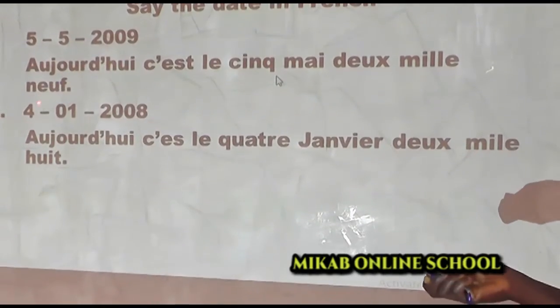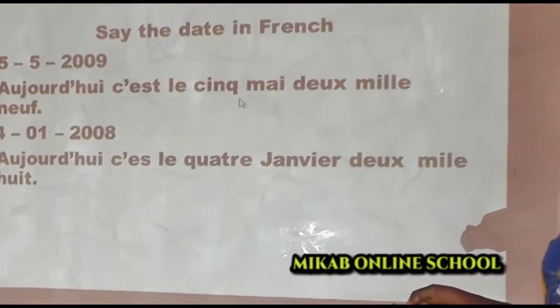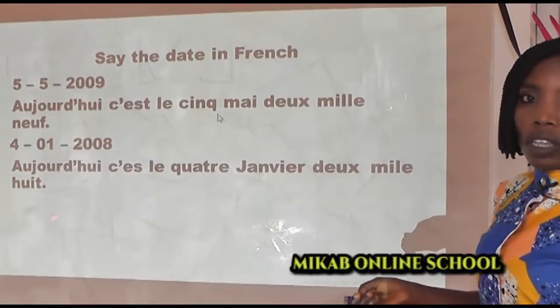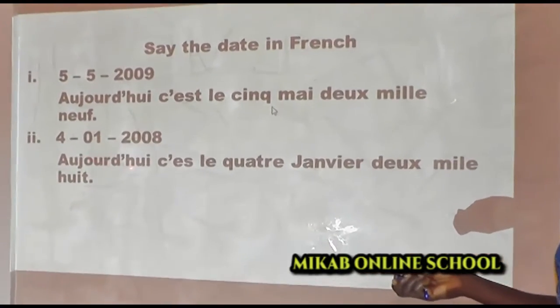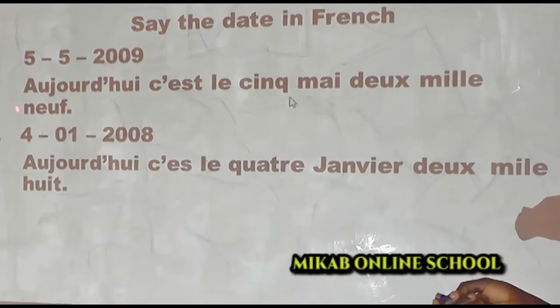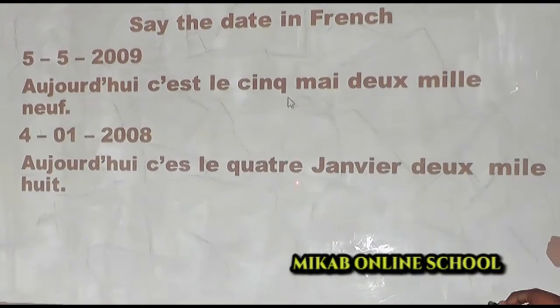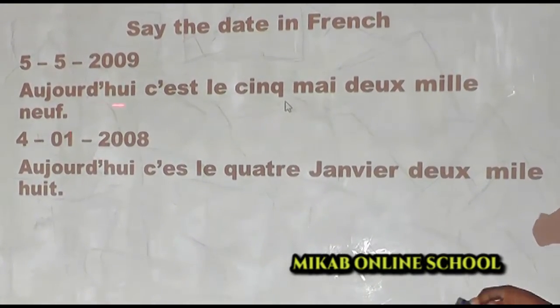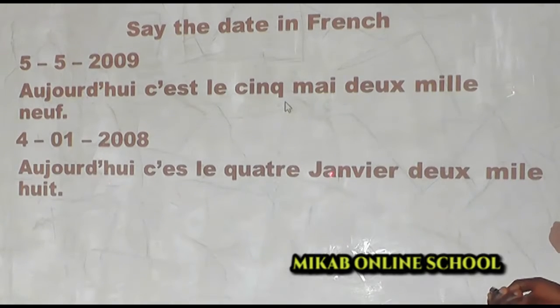Now let's say our date. I told you that whenever you want to say your date, you add aujourd'hui c'est, and that is what we have here. Aujourd'hui c'est. Then this 4 will now come 4. January will now be janvier. Then 2000 will now be 2008.